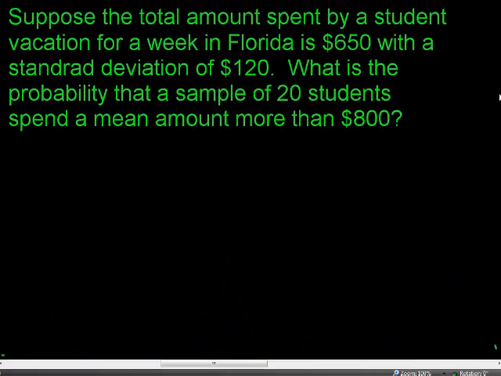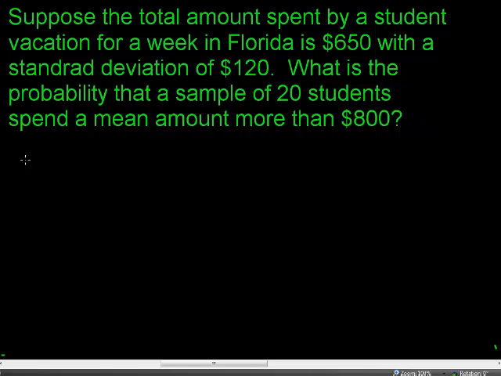All right? So it's very easy to calculate those values. Very, very simple. Okay, suppose the total amount spent by a student vacationing for a week in Florida is $650. A lot of students go on spring break or something like that. So they expect to spend an average of $650 a week in Florida. But again, that number deviates. The standard deviation would be $120. What is the probability that a sample of 20 students spend a mean amount more than 800?